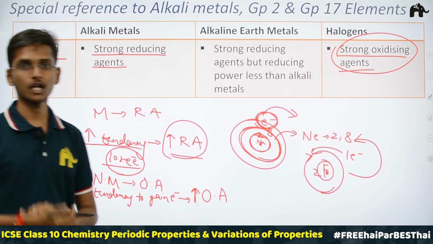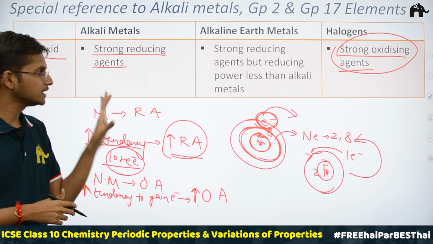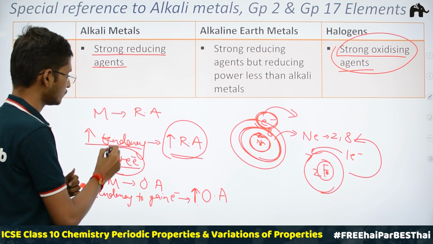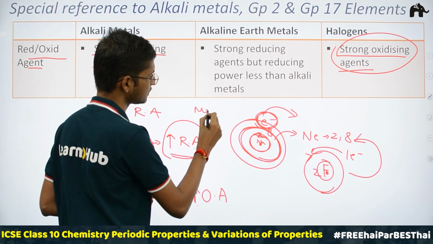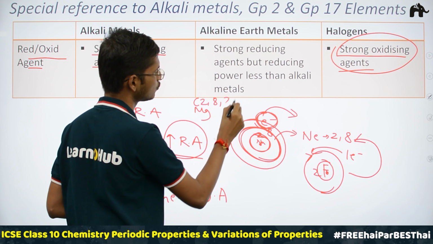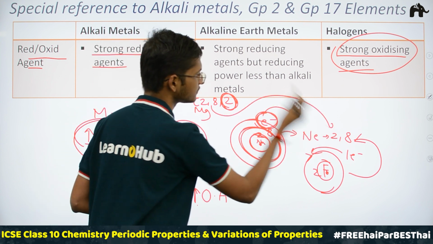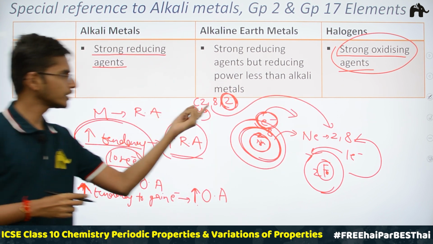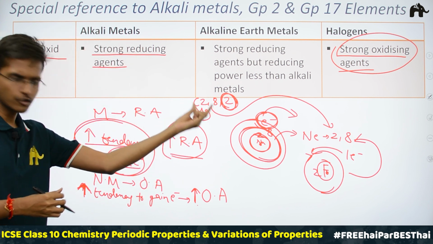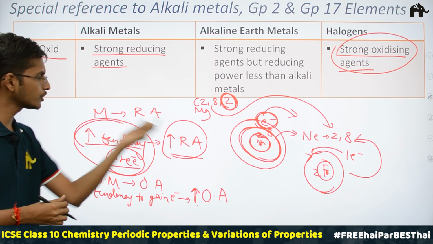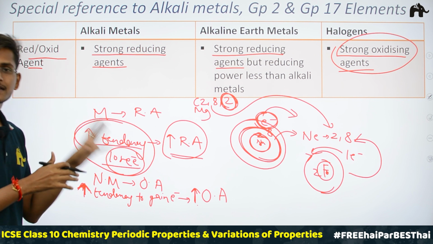Now, alkaline earth metals are also strong reducing agents. Why? Because they also have a strong tendency to lose electrons. If I take the example of magnesium, its electronic configuration is 2, 8, 2. Once it loses these 2 electrons, it attains the same stable configuration as neon. Therefore, it has a very strong tendency to lose these 2 electrons, and so it behaves as a strong reducing agent. But its reducing power is less than the alkali metals.